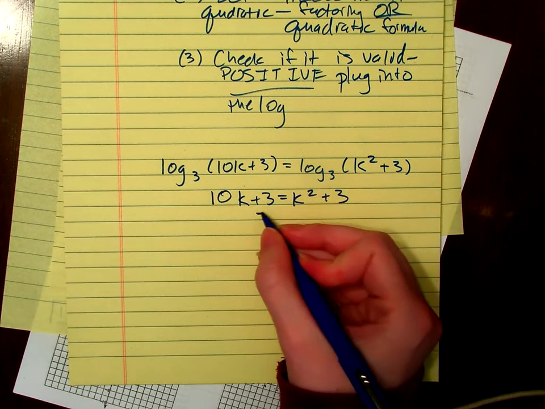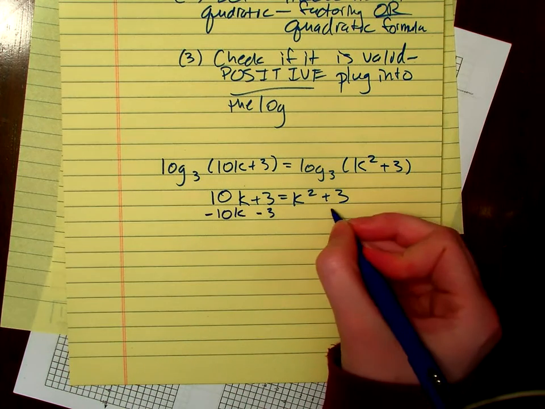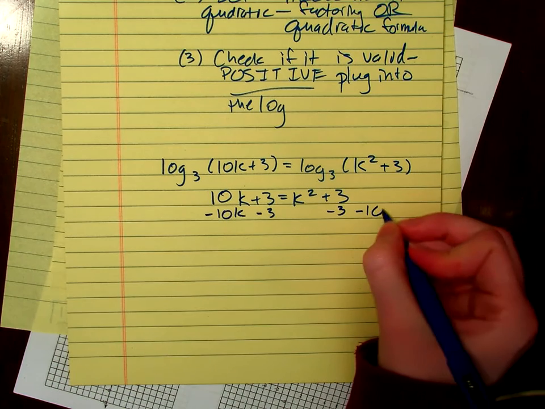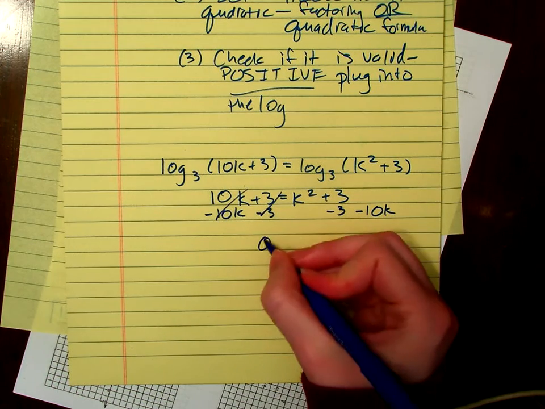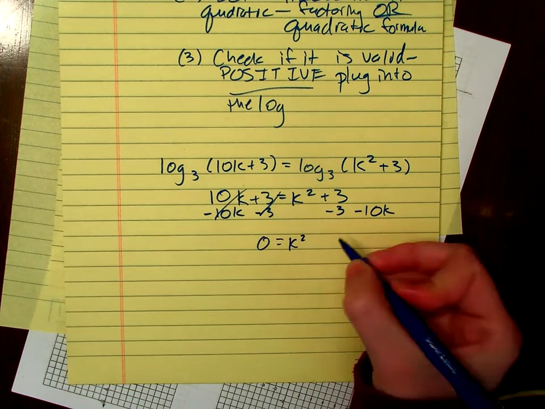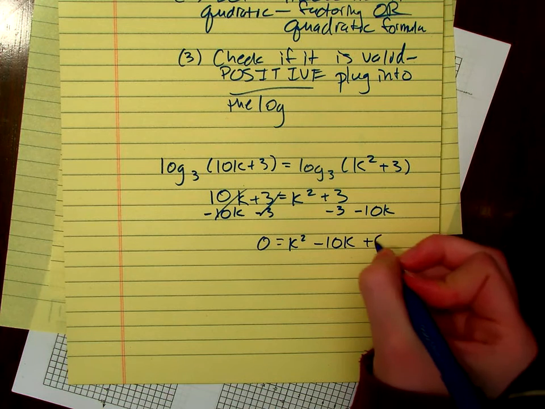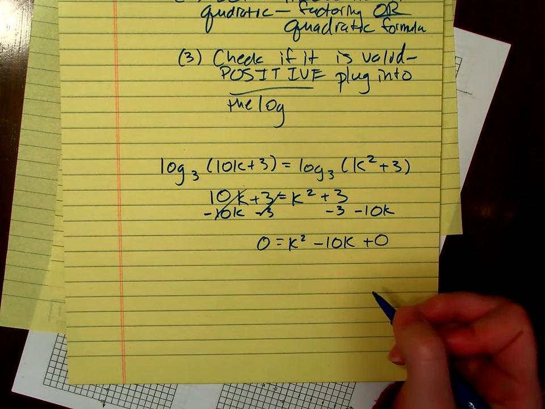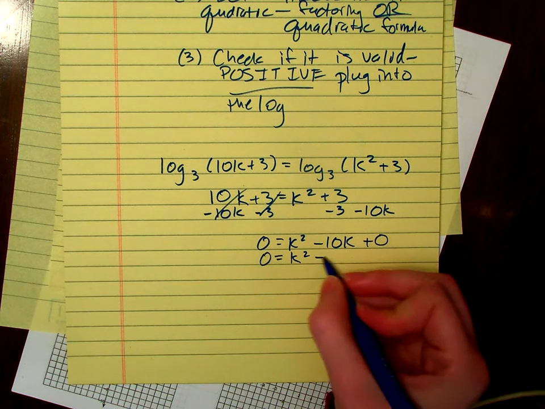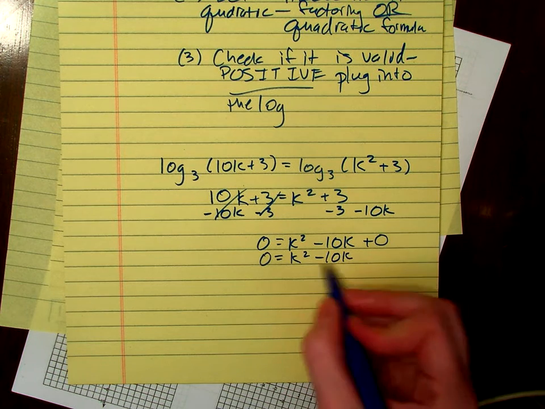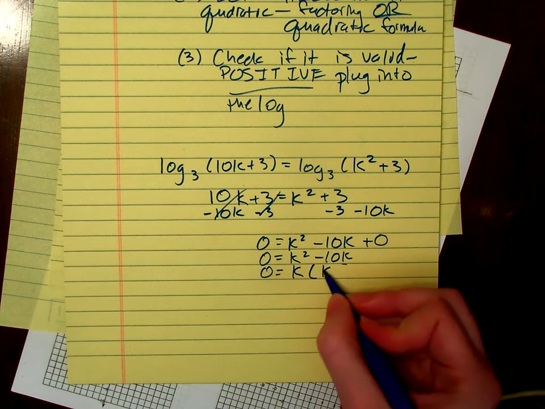I can go ahead and subtract over the 3, subtract over the 10k. I get 0 equals k squared minus 10k plus 0, because the 3 and the negative 3 again cancel. So then if I want to rewrite it without that 0, that's fine. Do these have a like term? Absolutely. That like term is k.